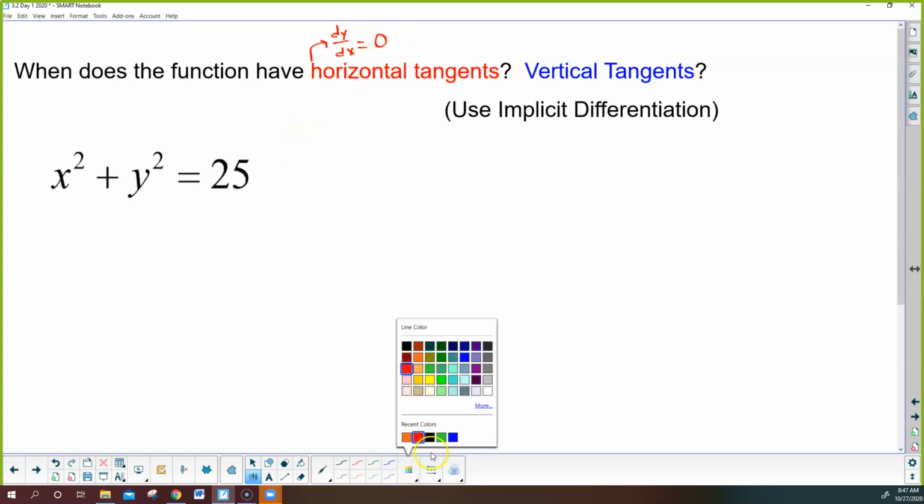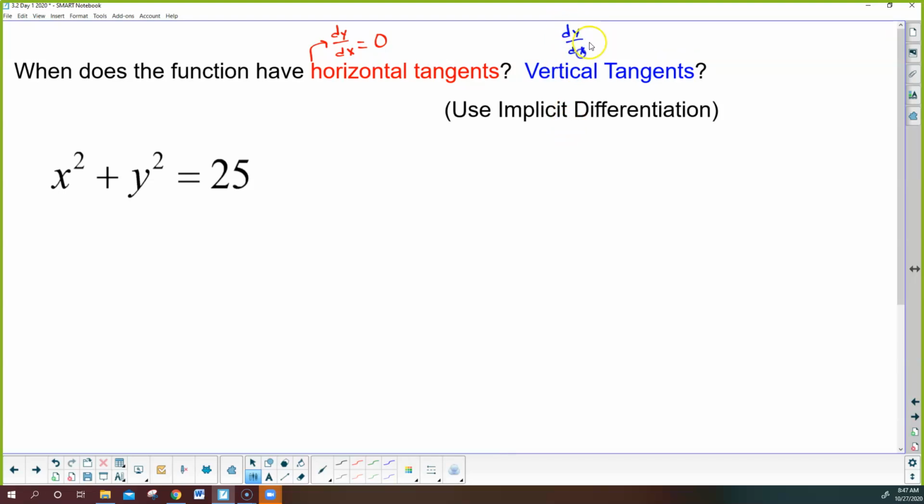And then what do we know about vertical tangents? Vertical tangents are up and down. What do I know about the slope or the derivative of a vertical line? That's when it's undefined or it doesn't exist, right? So when is it undefined? That's what we'll have to look at. Well, to answer these questions, I need to find the derivative.